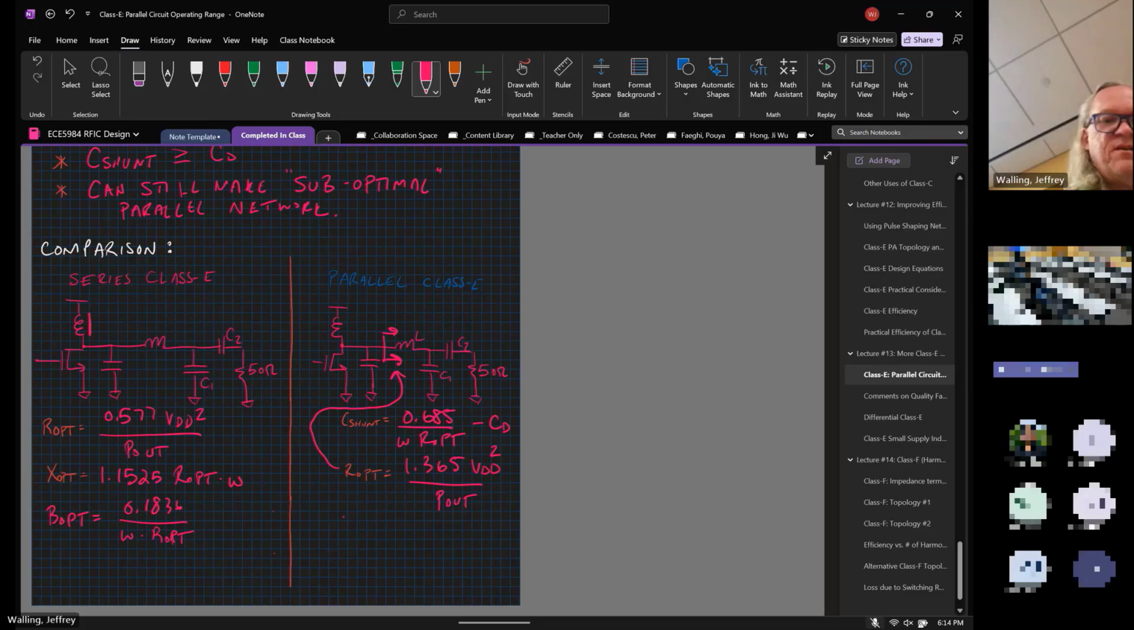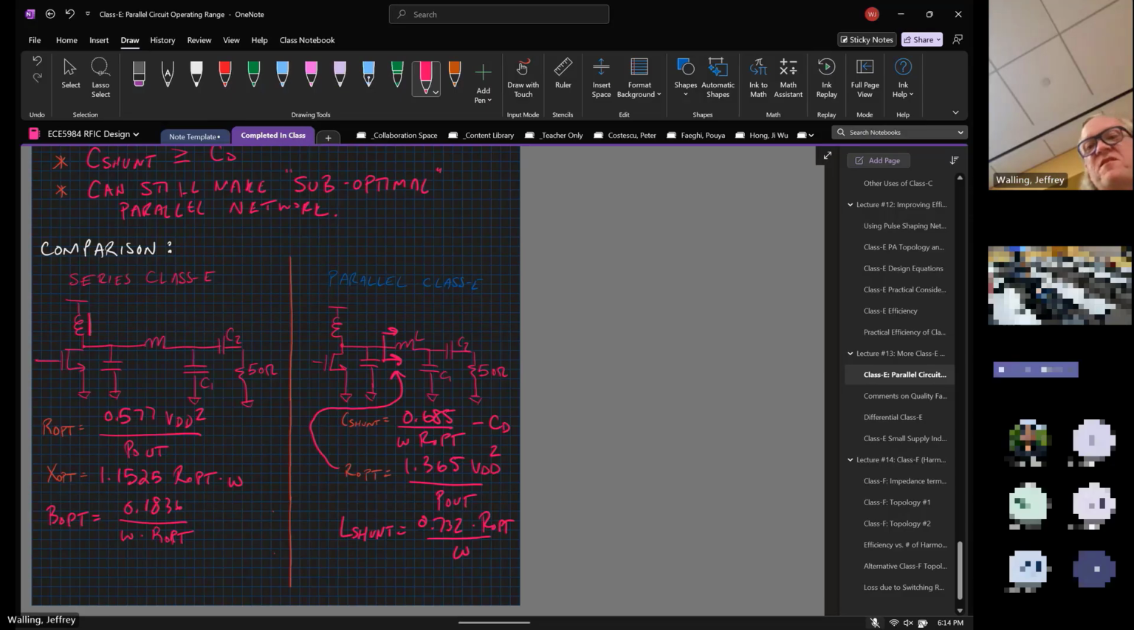Oh, and of course, L shunt was equal to 0.732 times R opt over omega. These are really easy circuits to make. If you want to make a power amplifier, there's nothing easier in CMOS. You don't have to have a bias circuit or a driver. You just have to have something that'll switch the gate, and then you plug and chug formulas. Now, there's a lot to be done to optimize the designs, but if you want to make a first pass success, it's pretty easy to make a Class E power amplifier.